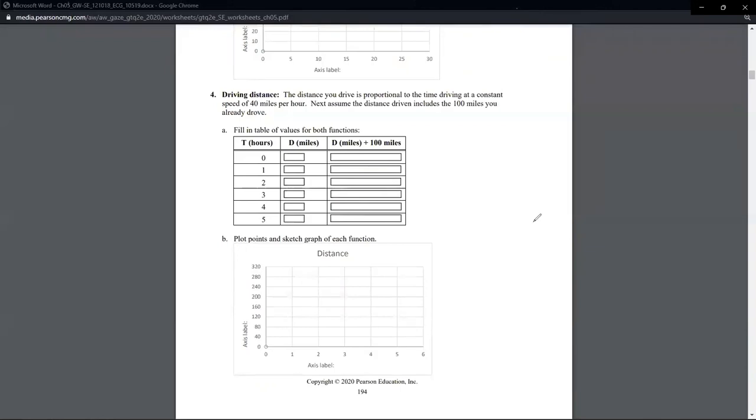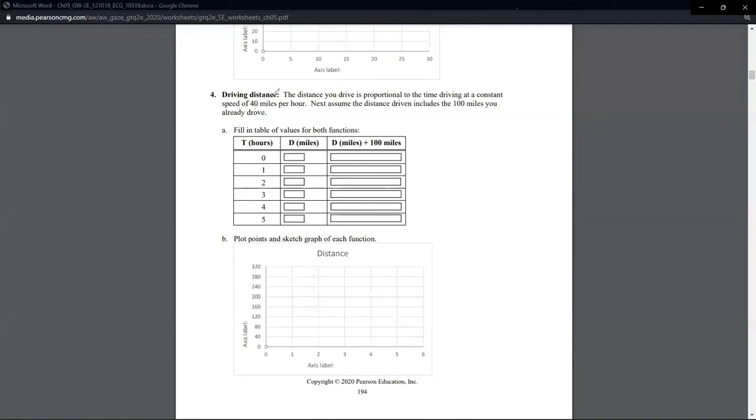You can just keep going 40 miles an hour for several hours and nothing's going to stop you if you didn't drink a bunch of water or whatever. So that's what we're going with here. The distance you drive is proportional to the time driving at a constant speed of 40 miles an hour.